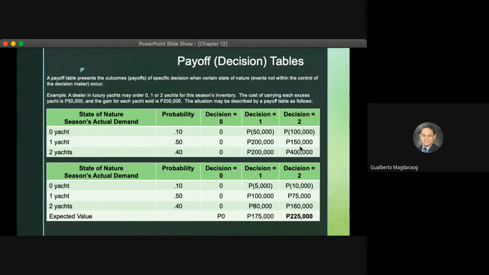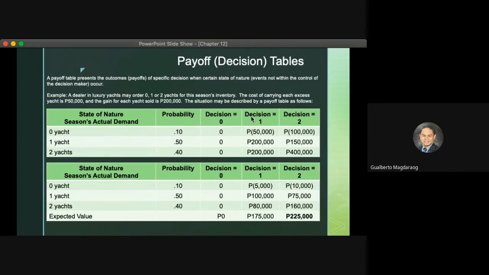Kung 2 naman yung bumili, de lahat ng paninda natin na bibili siya, 2 units ang ating available, 2 units din yung binibili, so you will earn 400,000. Okay? So that is the payoff for each state of nature. So we must decide whether 0 tayo, we will produce 0, we will produce 1, or we will produce 2. So ang gagawin mo, multiply each amount doon sa probability distribution natin.